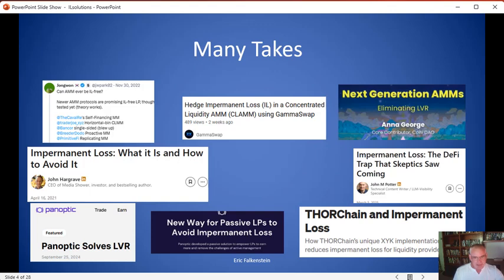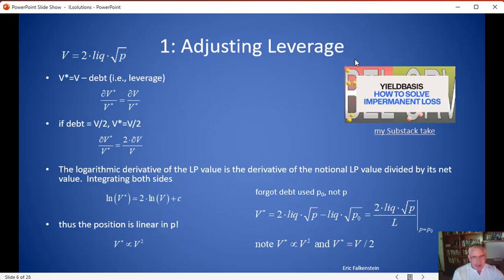Some people mistakenly think that hedging the IL gets rid of it. It doesn't. It just kind of turns it into a certainty. And so I have one coming out next week that I can tell you about. I don't have time to go over all of them because there are so many, and most are just patently bad. So let me start with the patently bad solutions.